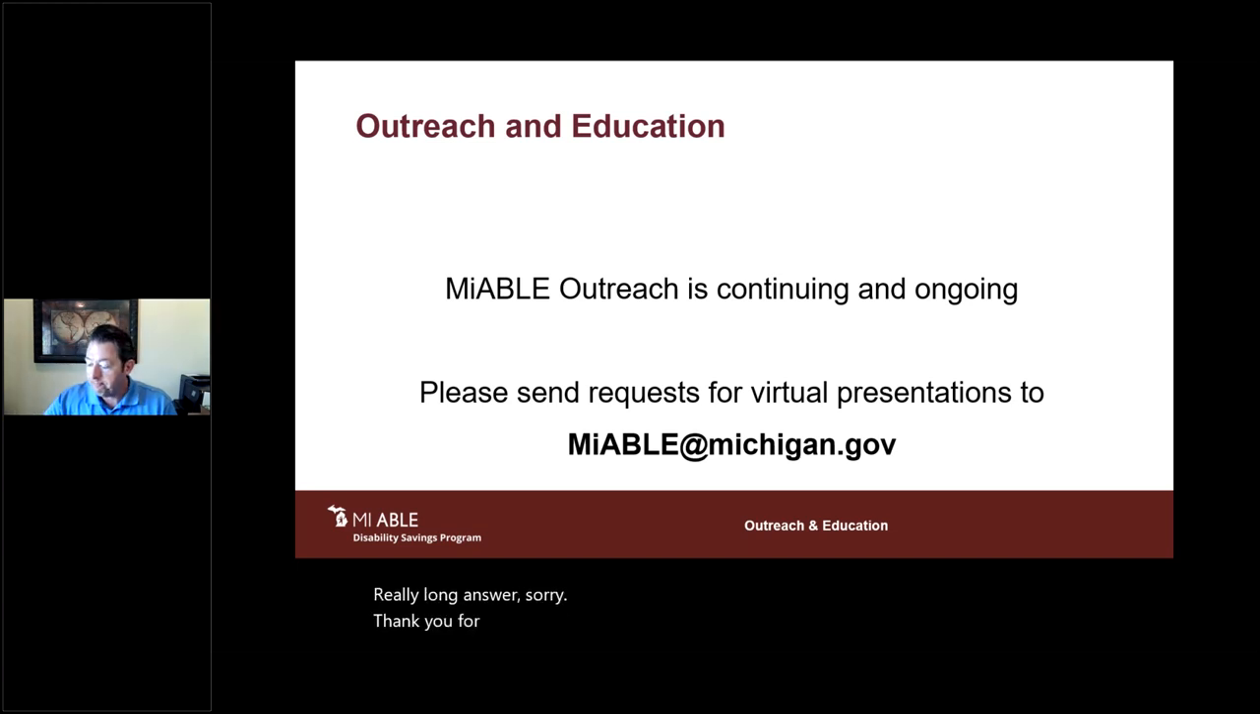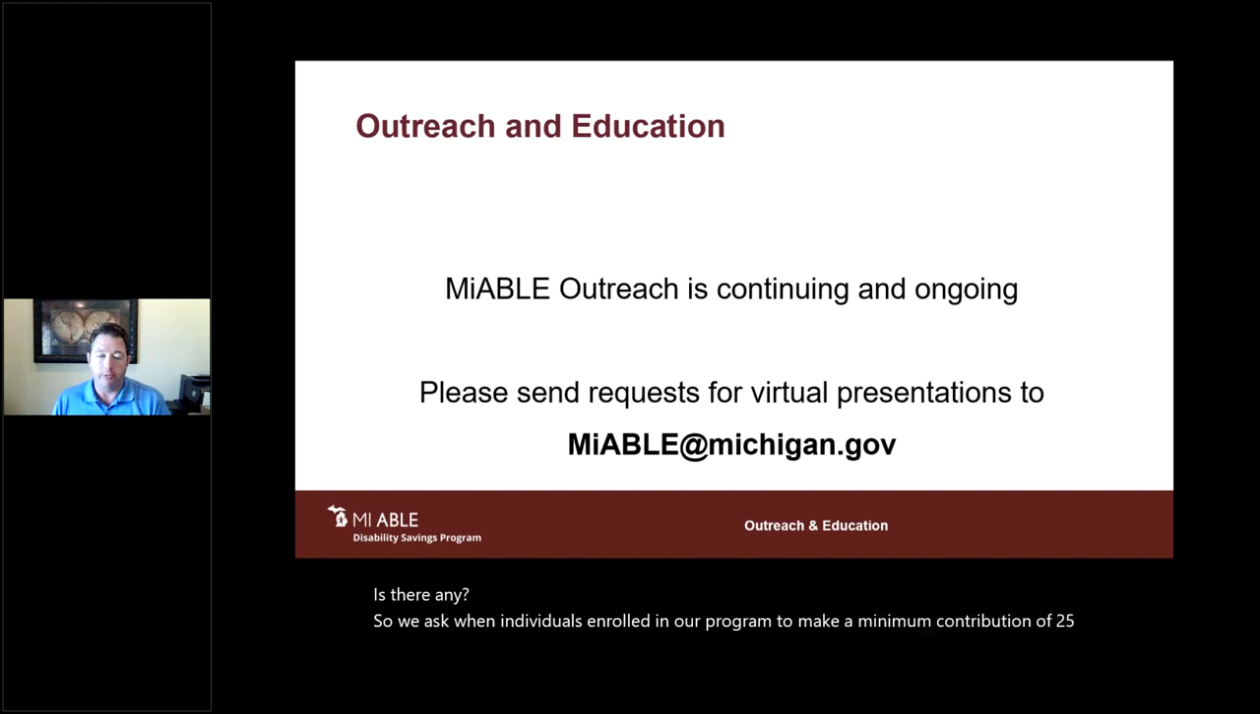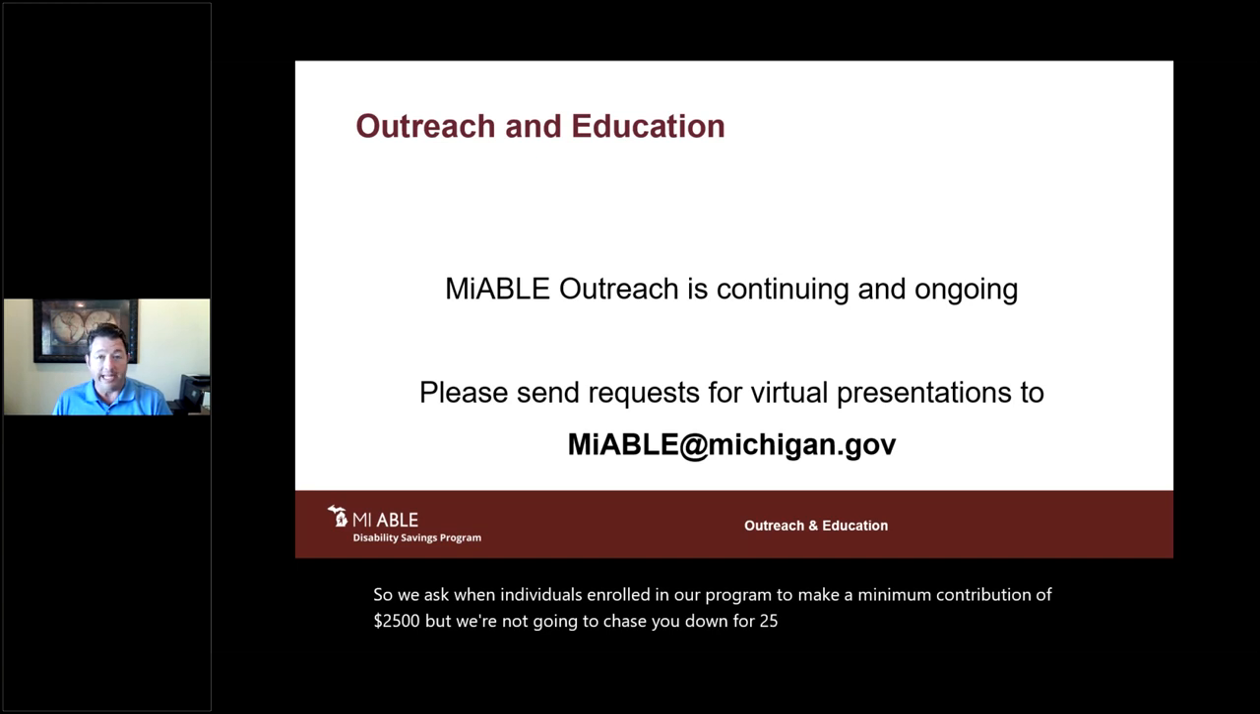Thank you for that. So you talked about the maximums. Is there any minimums? We ask when individuals enroll in our program to make a minimum contribution of $25, but we are not going to chase you down for $25. So it's really easy to set up contributions. We can enroll your bank into a situation where money just gets contributed on a regular basis. You can set it up for as little as you want, from $25 on up. Many of the people in our portfolio just make regular contributions, and they're using this account like an investment account. They are planning for their long-term expenses. They know that they're going to need money at some point in the future for some sort of disability-related expense, and they want to have this money available to them when they need it.